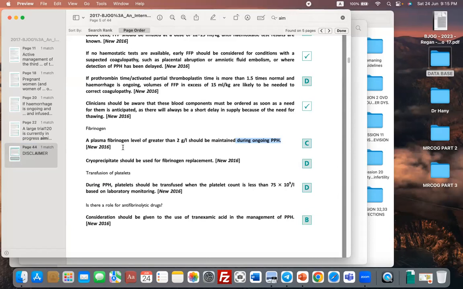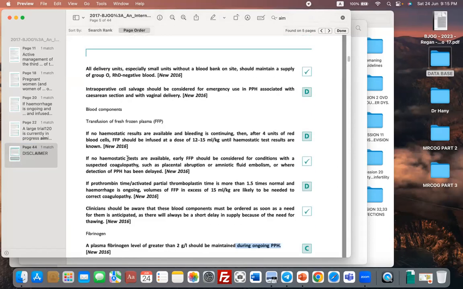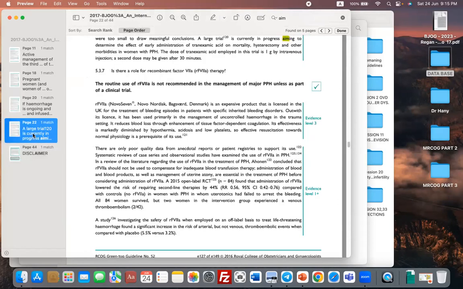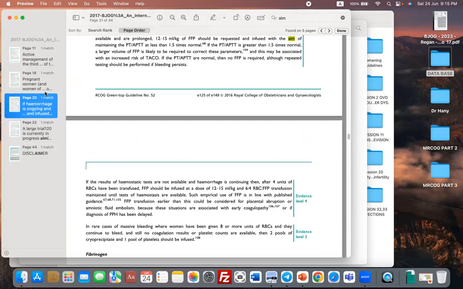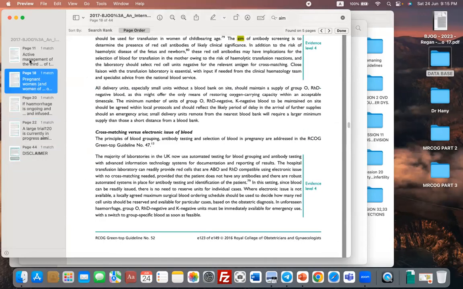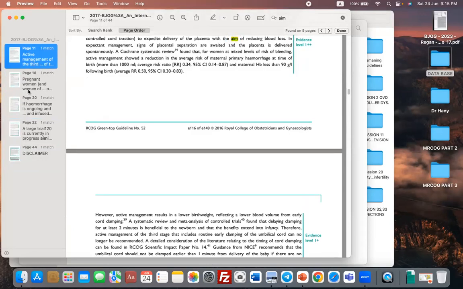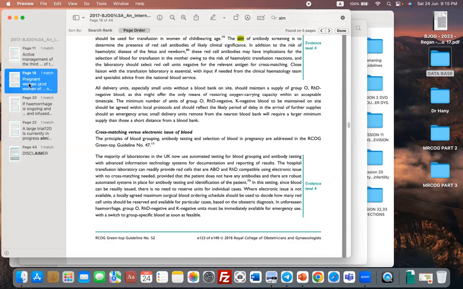You mean that if the bleeding stopped, I will not restore the woman? Yes, sir, because in the scenario they are focusing that now bleeding settled, patient is stable, but the values are deranged. What will you do? I will restore the values because the patient will develop DIC. But in the guideline, they didn't mention anything like this.